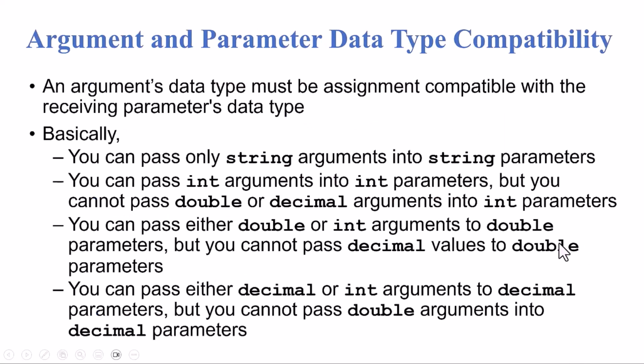Arguments and parameter data types compatibility. This goes a long way to what we've been talking about anytime we've worked with data types. You can only pass string arguments into string parameters. You can only pass integer arguments into integer parameters. You cannot pass doubles or decimals arguments into integer parameters.